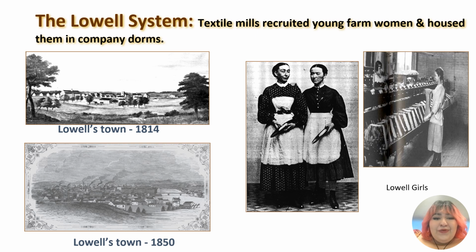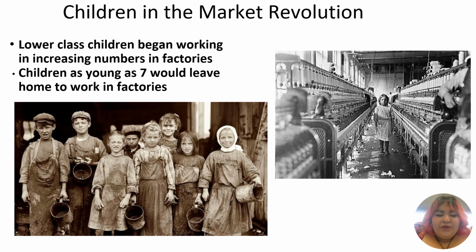And so this happened with the young women in the Lowell system, but it also happened with children. Now we're going to see a huge rise in lower class children begin working at these factories, and these children are going to be as young as 7 years old, leaving their houses to work in the same conditions as these young women, meaning that they're going to work the same 12, 13 to 17 hours every day for very little and low pay.